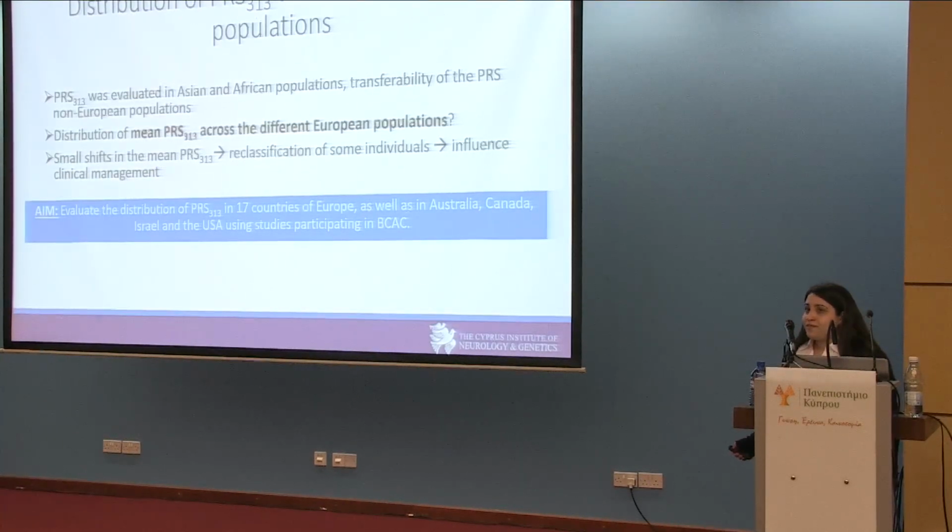So at the moment there is a lot of discussion regarding the transferability of this polygenic risk score in non-European populations, but specific evaluation of this polygenic risk score across the different European populations has not been done yet. Small shifts in the distribution of the polygenic risk score could lead to the misclassification of some individuals and thus influence their clinical management. Therefore, our aim here is to evaluate the distribution of the PRS 313 in 17 countries of Europe, as well as in Australia, Canada, Israel, and the USA, using data from the BCAC.